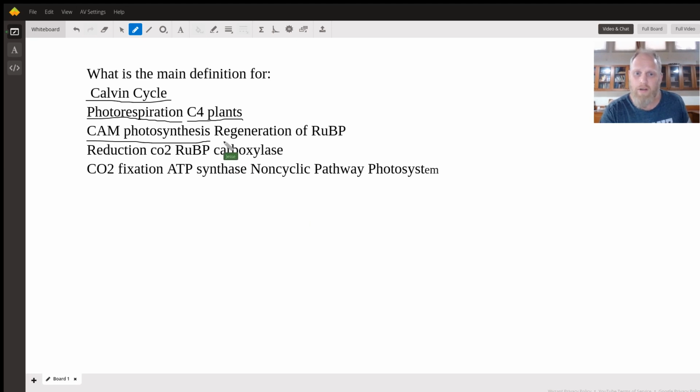Then we have regeneration of RuBP. And it looks like we might not have enough chance to answer all these. Regeneration of RuBP, ribulose 1,5 biphosphate, is an essential step in the Calvin cycle in which the 5-carbon compound ribulose 1,5 biphosphate is regenerated from the products of the initial carbon dioxide fixation reaction. This allows the cycle to continue and enables the plant to fix more carbon dioxide. I'll try to get in one more.